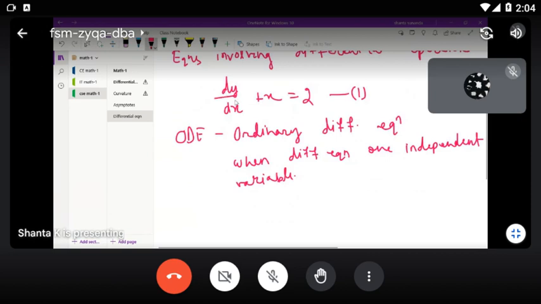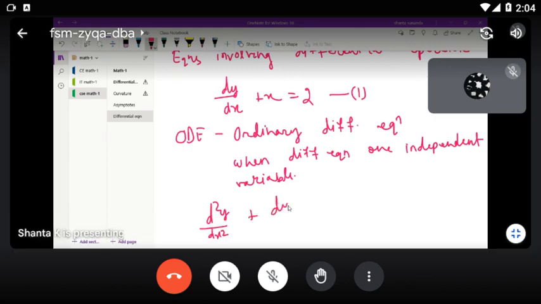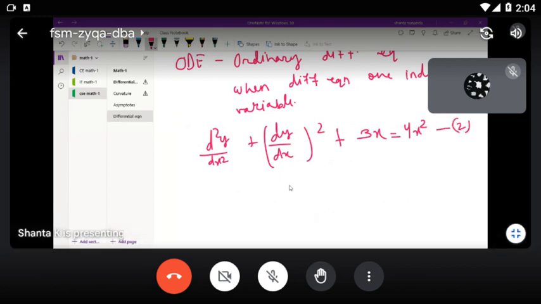When we talk about the order, normally we have the function y equals f(x), and this is dy by dx. You can also have d2y by dx square plus (dy by dx) whole square plus 3x, plus 4x square. We can have terms like this. So what can you say about the order of this equation? Second order. And what is the degree? One.